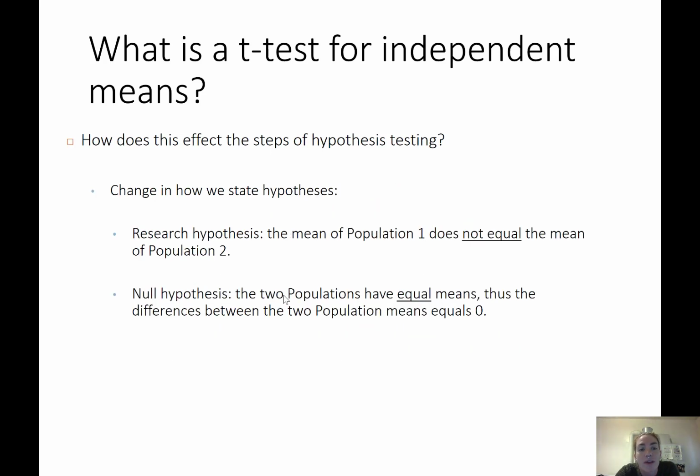So then the way that we state our hypotheses is also slightly different. The research hypothesis here for a two-tailed test is that the two means are not the same. The mean for the first population is different than the mean of the second population. And the null hypothesis for a two-tailed test, which is pretty typical for these tests, is that the two populations have equal means. Population 1 and population 2 have means that are the same.